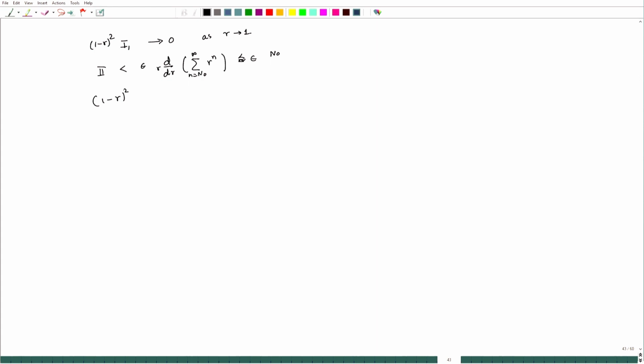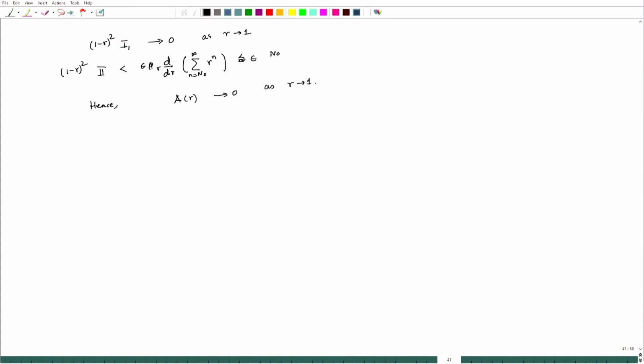Therefore, this entire 1 minus r square, if we are doing it, so this goes to 0. So, this entire thing is going to be small. Hence, A r converges to 0 as r goes to 1.